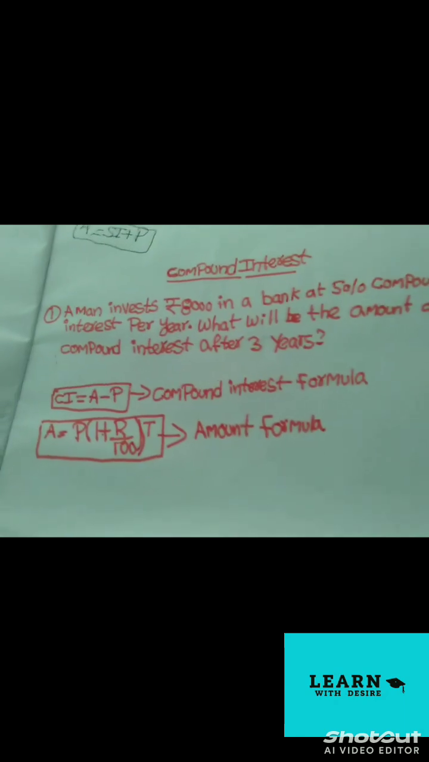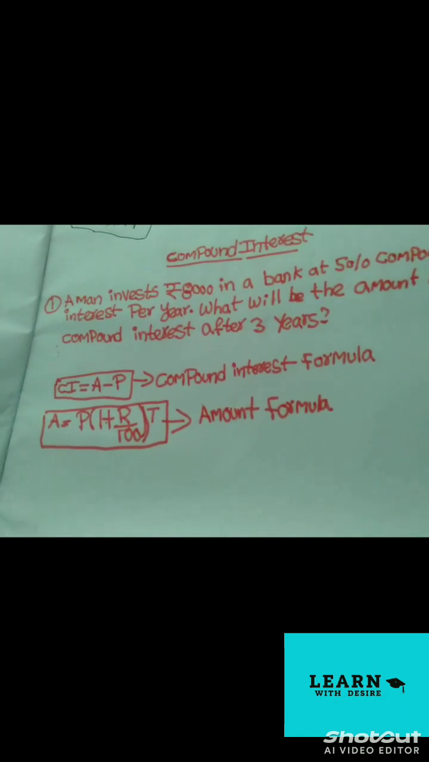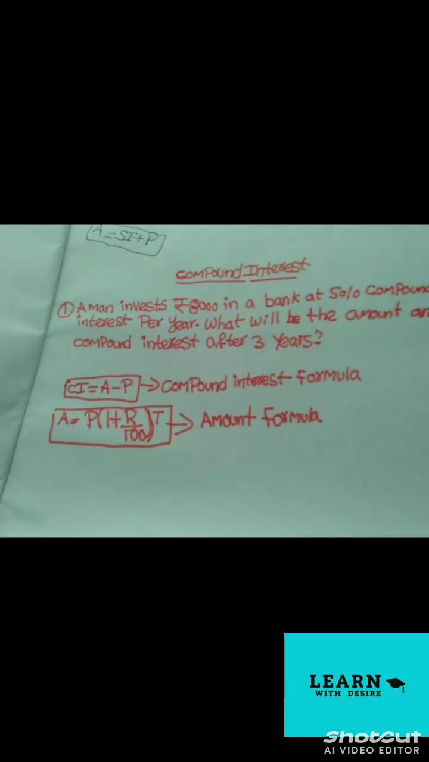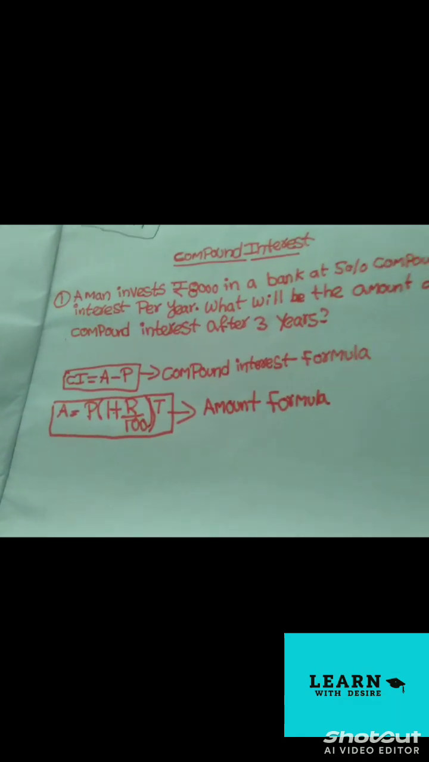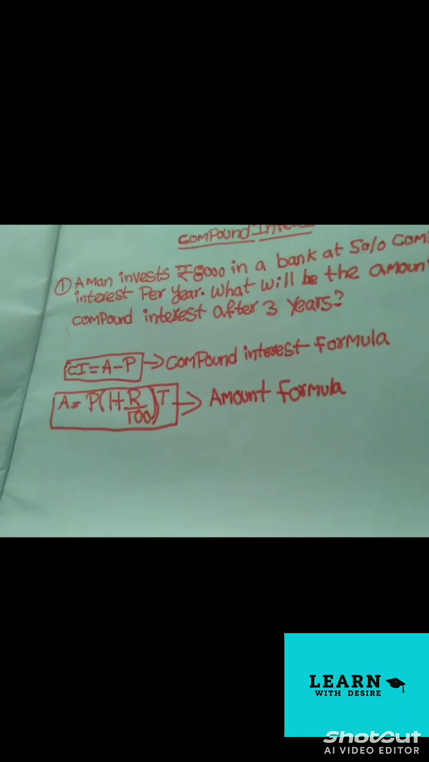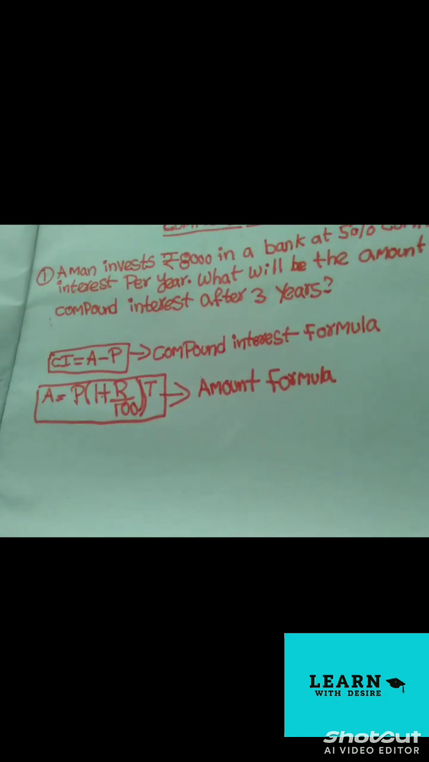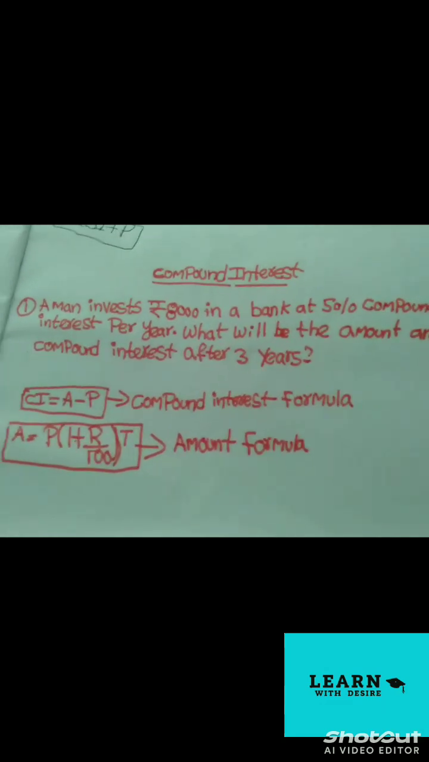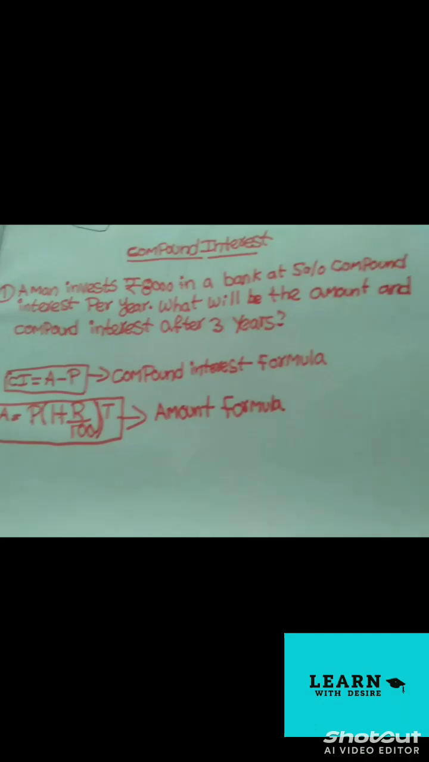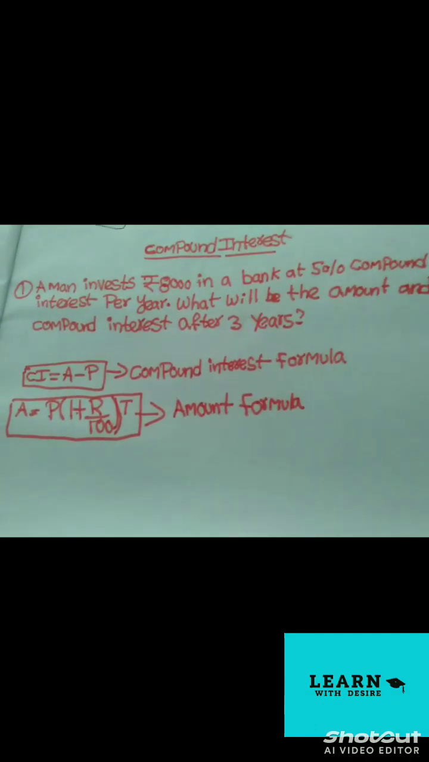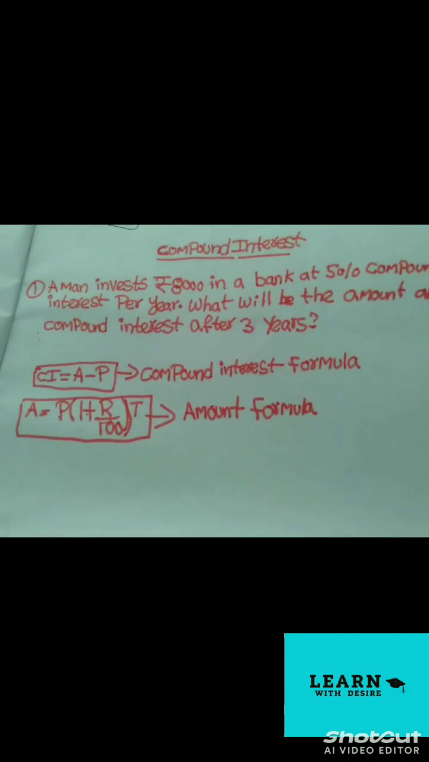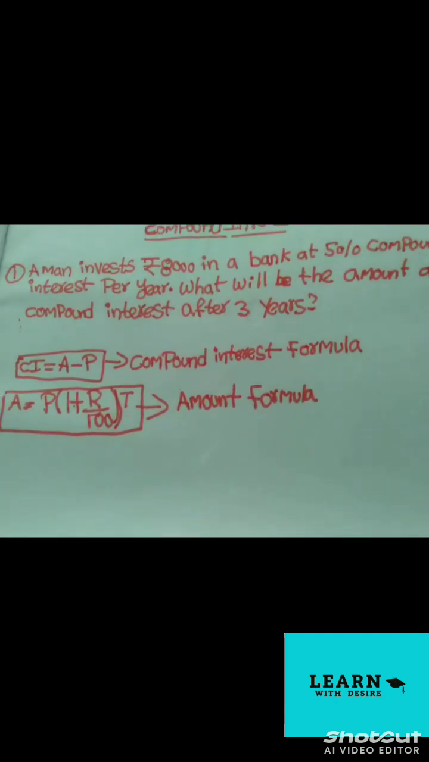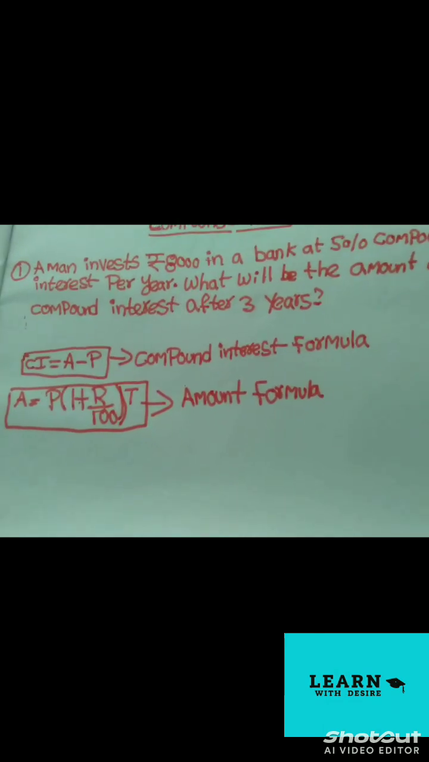Here there is an example problem. Aman invests ₹8,000 in the bank at 5% compound interest per year. What will be the amount and compound interest after 3 years? Here what they say means Aman, a person, invests ₹8,000 at the rate of 5% compound interest per year. After 3 years, what will be the amount and the compound interest?